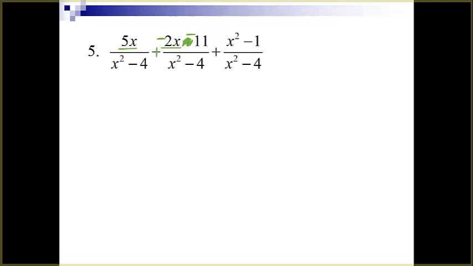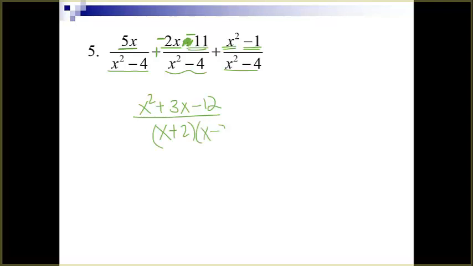The 5x and the negative 2x, that becomes 3x. I have the x squared, that becomes x squared. I'm also putting this in descending degree. And then we have the negative 11 and the negative 1, which gives you negative 12. And over here on the bottom, this is a difference of squares, and it has a common denominator, so we have x plus 2 and an x minus 2.